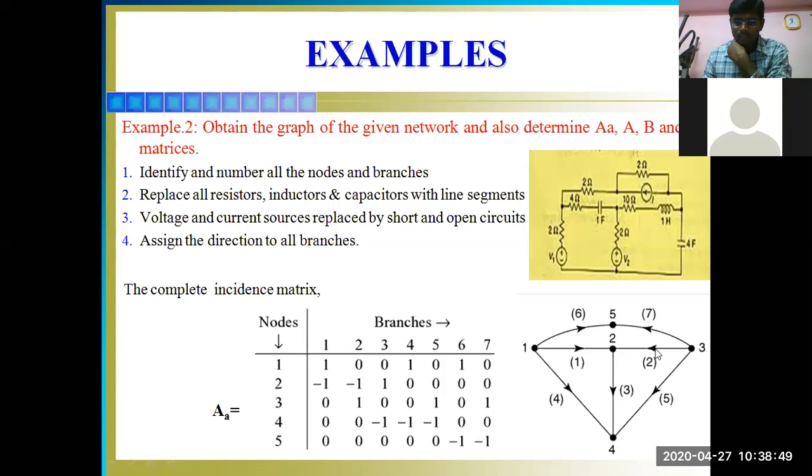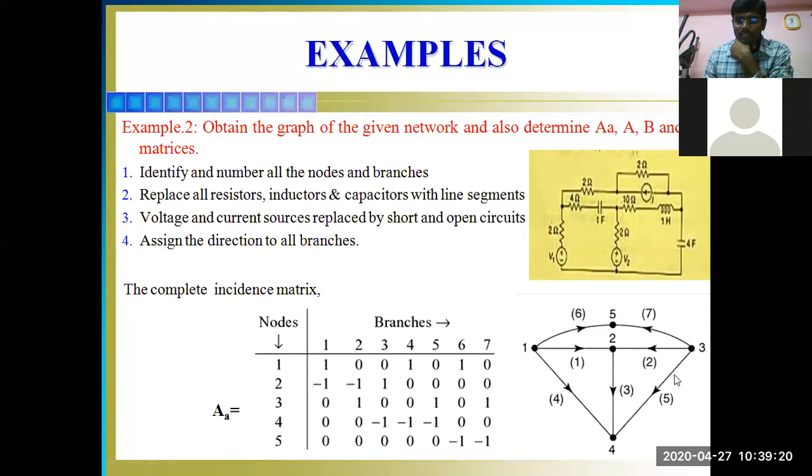For branch 2, it is also entering into node 2. So therefore, minus 1. Third branch, it is away from the second node. So for the third branch, it is plus 1. Remaining all are zeros, because they are not connected to node 2. So therefore, 0.